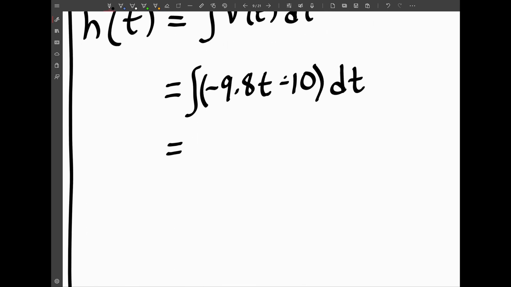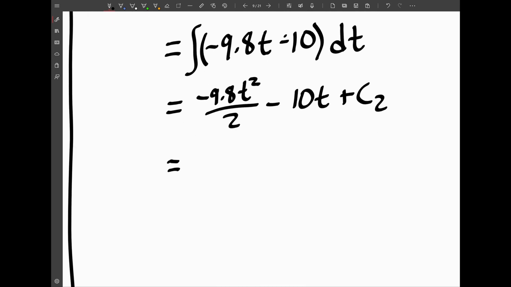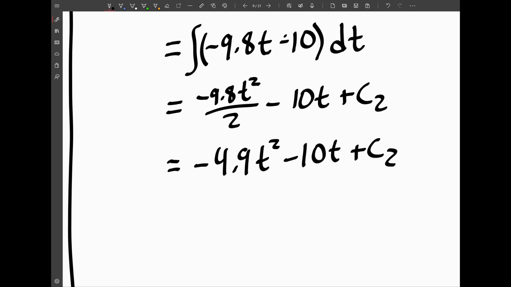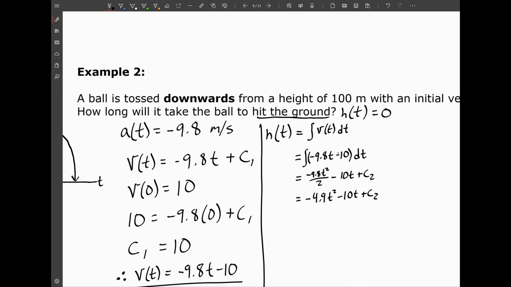All right, so this is going to be equal to negative 9.8 t squared over 2 minus 10t plus c2, which reduces to negative 4.9 t squared minus 10t plus c2. So we want to solve for C2, but again, we have an initial condition. We're wanting to know when it hits the ground.